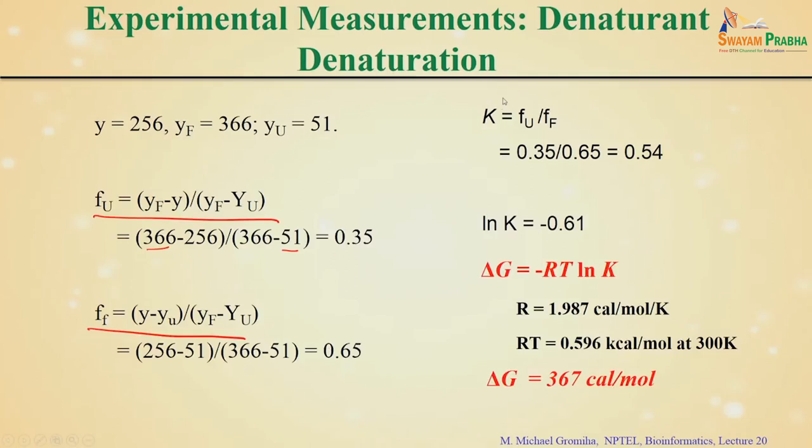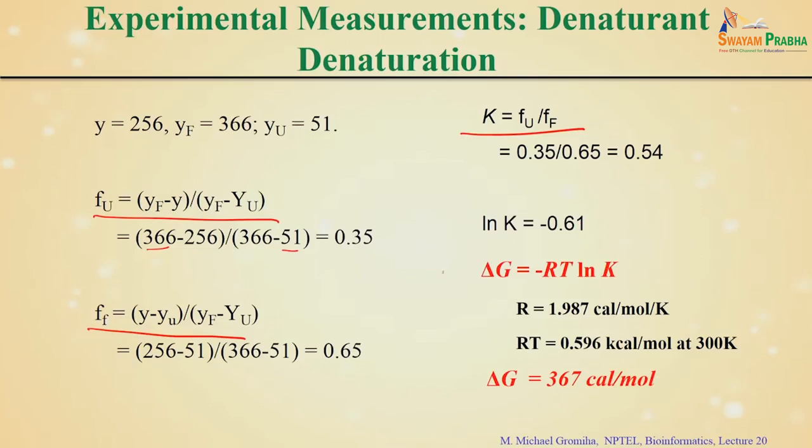That is the K is given as FU divided by FF. So FU we calculate 0.35, FF we calculate as 0.65, right? We take the ratio, then it is 0.54. Then we take the logarithm of this one, right? This is equal to minus 0.61.